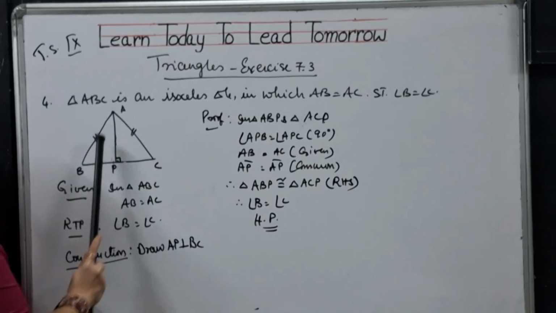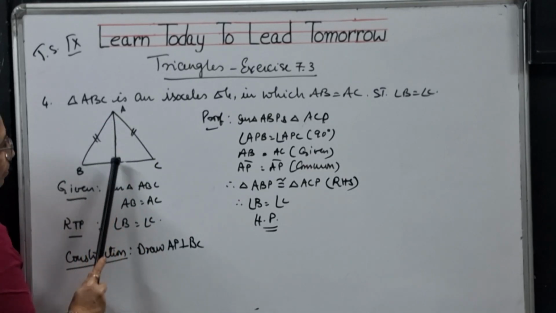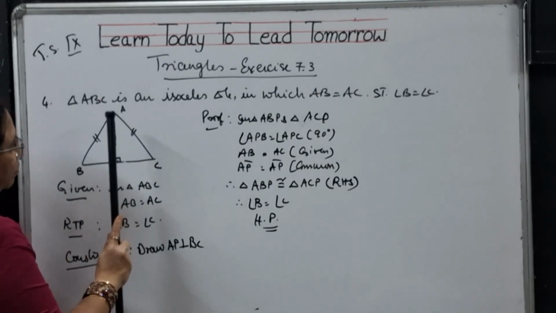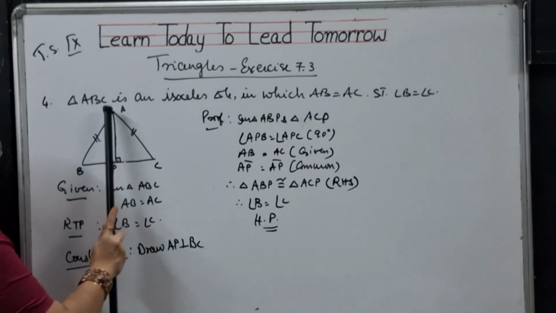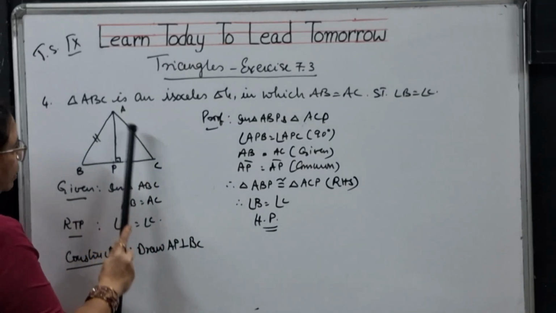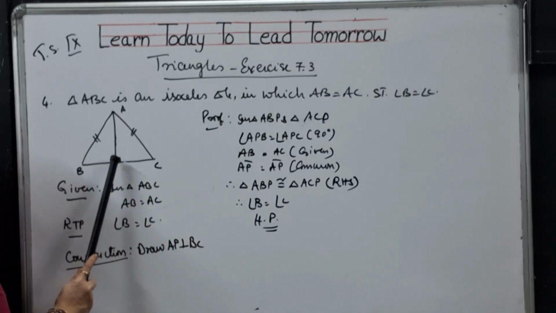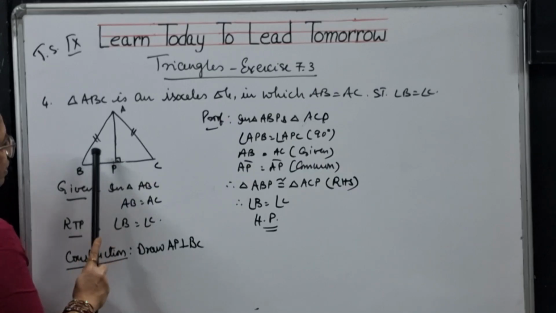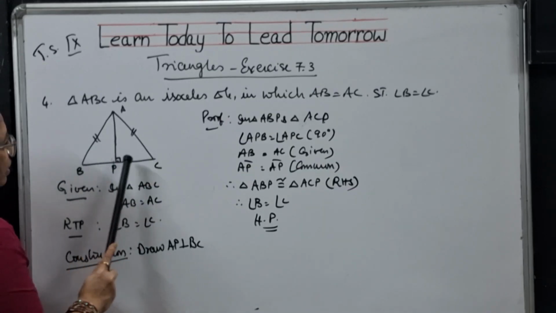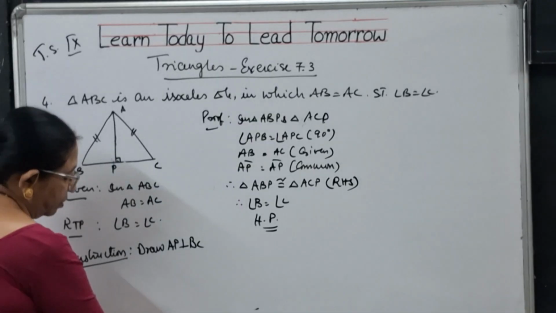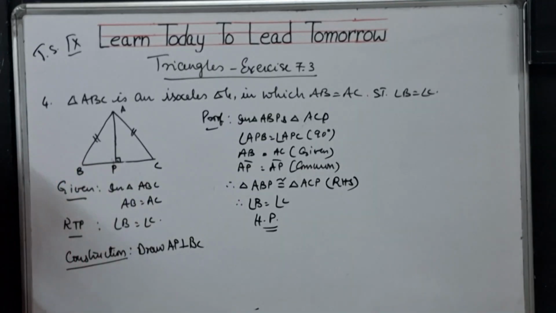In these two triangles, angle APB is equal to angle APC, 90 degrees, and AB is equal to AC, that is given to us. AP is equal to AP, common. So triangle ABP is congruent to triangle ACP basing on right angle hypotenuse side property. So when these two triangles are congruent, then definitely the corresponding angles are equal. So angle B is equal to angle C. This is the proof of this problem, children.